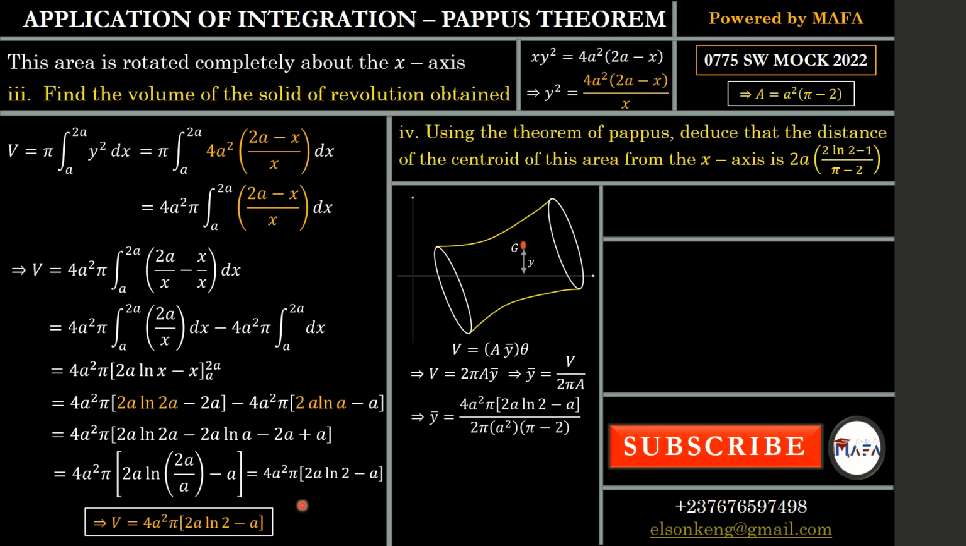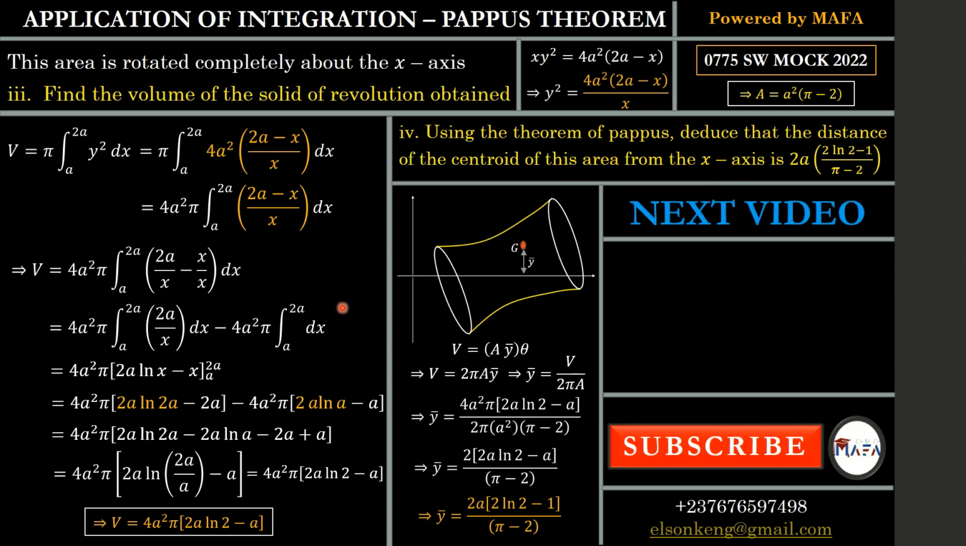But what is our volume? It is 4a squared times pi into (2a ln 2 minus a), and our area is given by a squared into (pi minus 2). Now here we have 4a squared pi over 2a squared pi. We just get 2 into (2a ln 2 minus a), all divided by (pi minus 2). We can factor out the a from here, and finally we get that proof, which is 2a into (2 ln 2 minus 1), all divided by (pi minus 2).